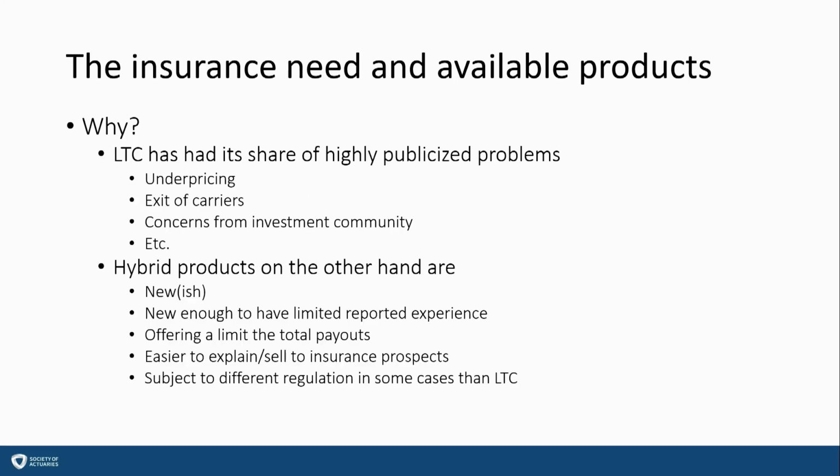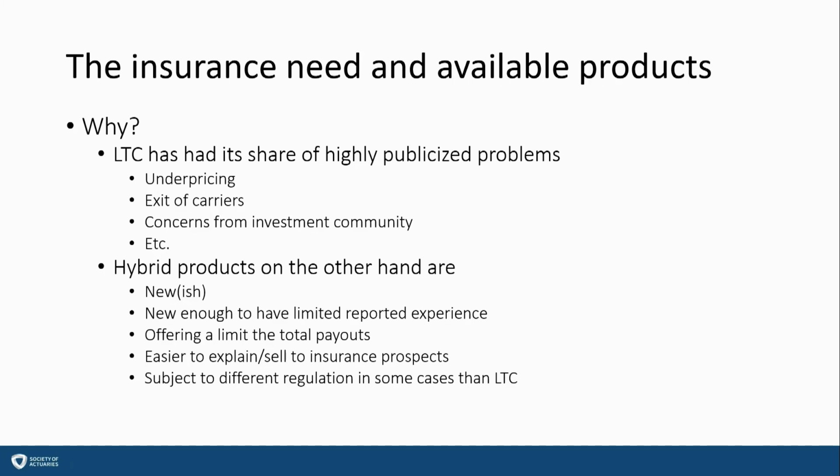Why is this happening? Long-term care has had a lot of bad publicity in the last few years because of underpricing, so people have seen their premium rates go up quite a bit. Some insurance carriers have decided to exit altogether. And there are also concerns from the investment communities when they look at stocks of companies that have long-term care portfolios, whether they're able to manage the portfolio and value it properly. In contrast, hybrid products are newish. I say newish because they've been in existence for quite a while, but their popularity picked up after the tax rules changed and allowed people to use their death benefit and pick at it by taking out money tax-free to pay for long-term care services.